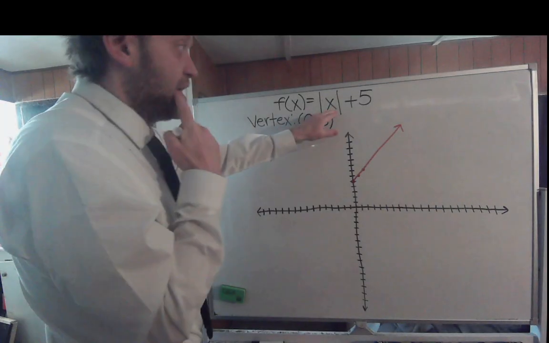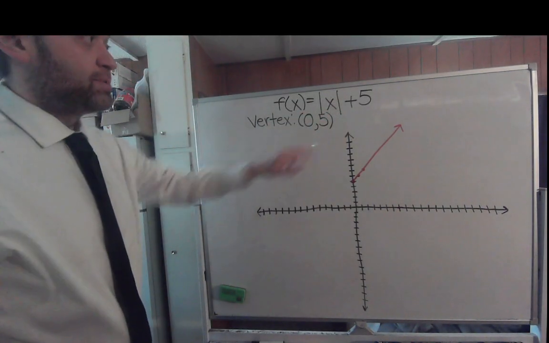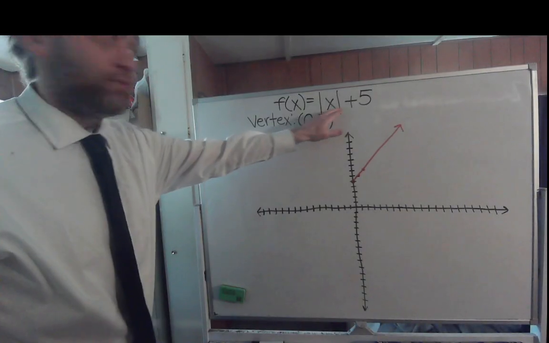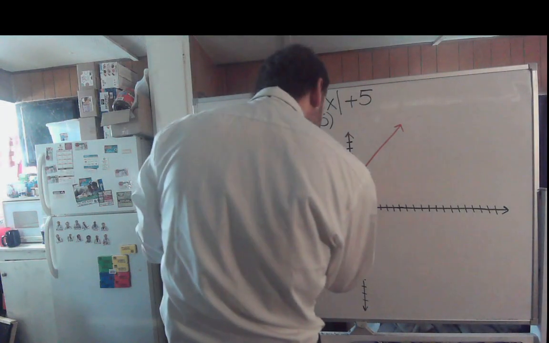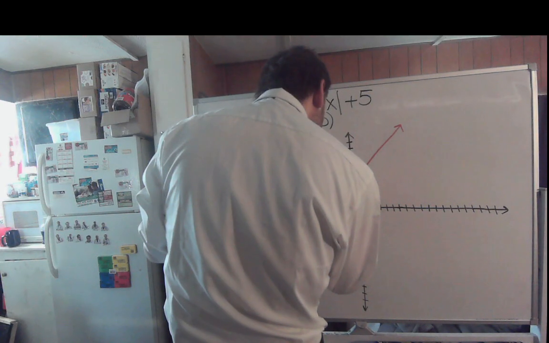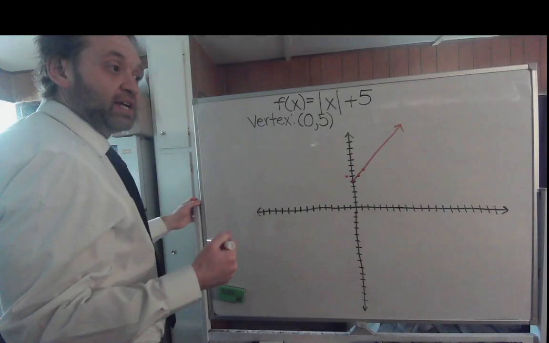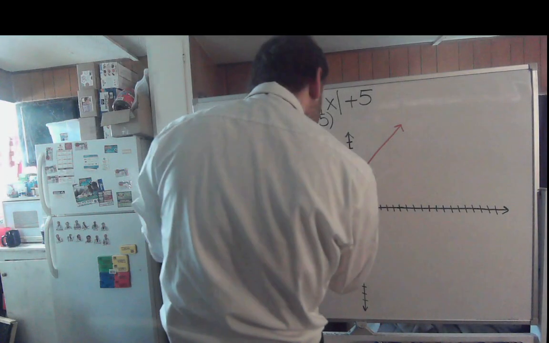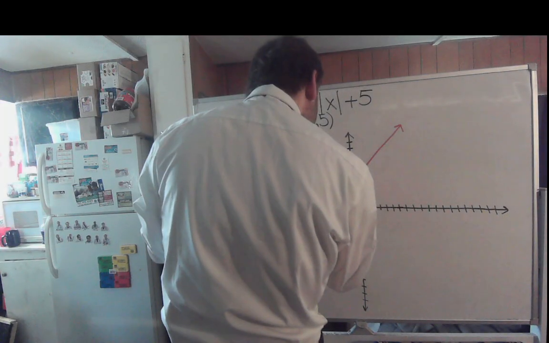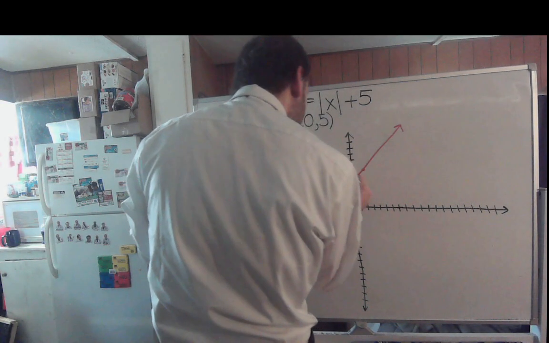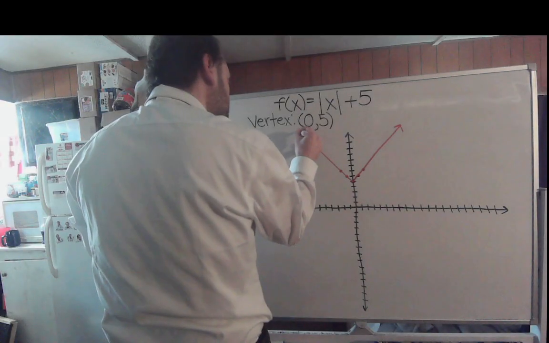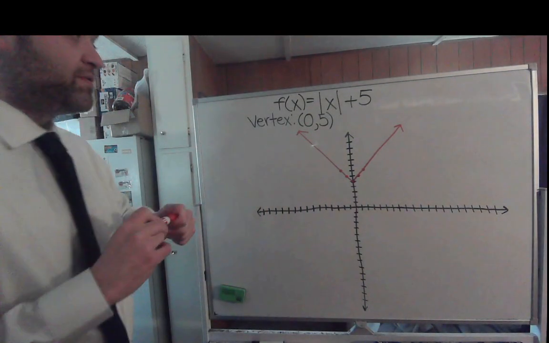Let's say I put in negative 1. The absolute value of negative 1 is positive 1, plus 5 would end up giving you 6. Let's say I put in negative 2. The absolute value of negative 2 is positive 2, plus 5 would give you 7. So there is the graph of this function.